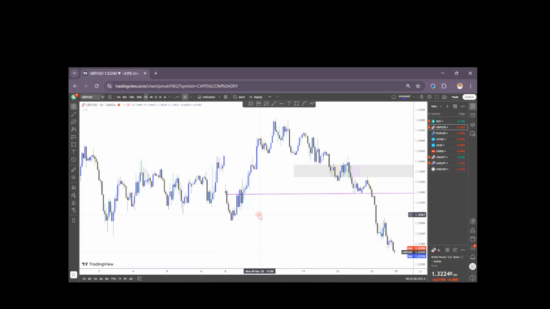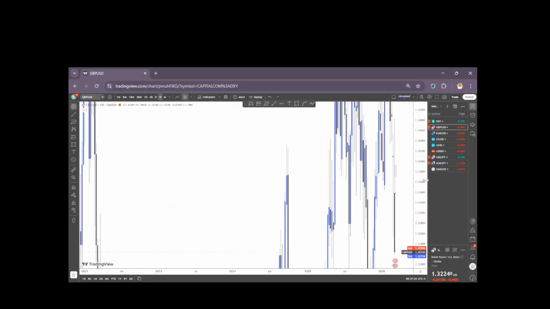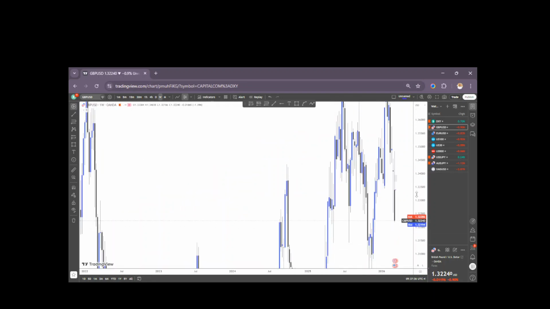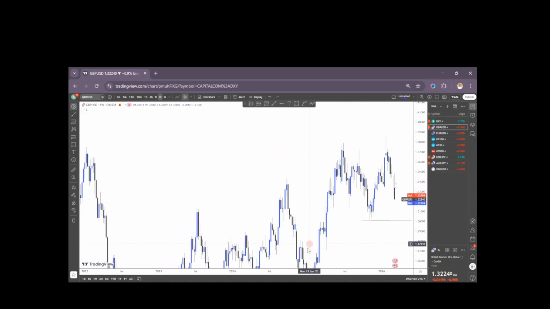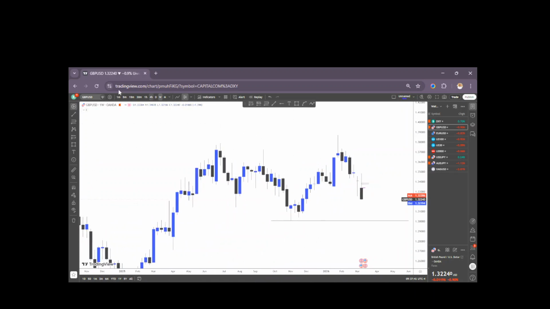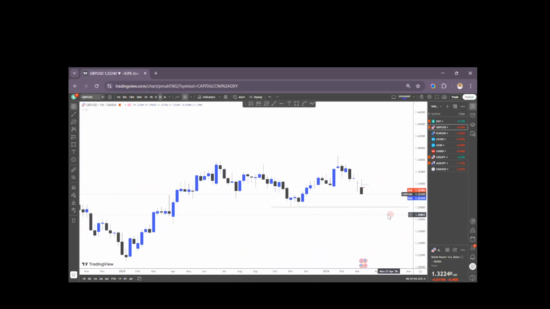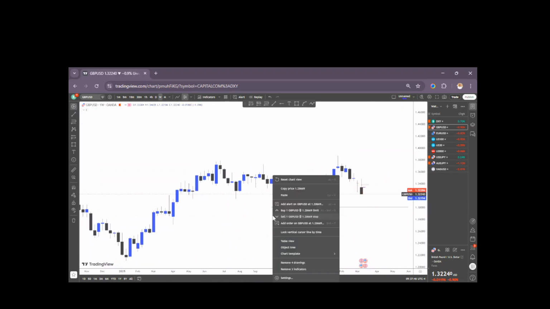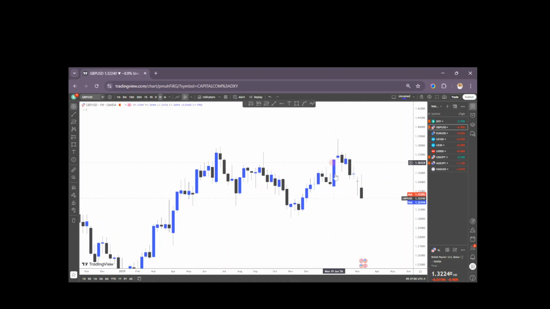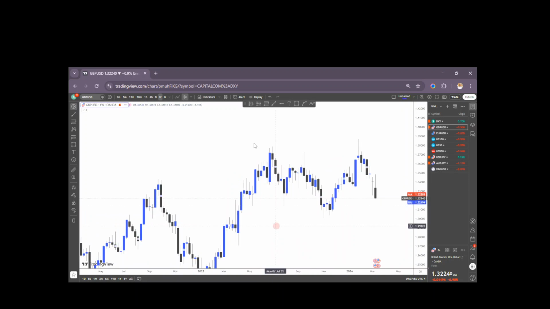If the DXY is going up, the Euro USD and the GBP USD normally go in the opposite direction. So if you have a strong dollar, we expect the Euro and the GBP to be weak. So coming to the GBP, we start from a weekly time frame. And I'm going to clear this. From our weekly time frame, what do we realize?